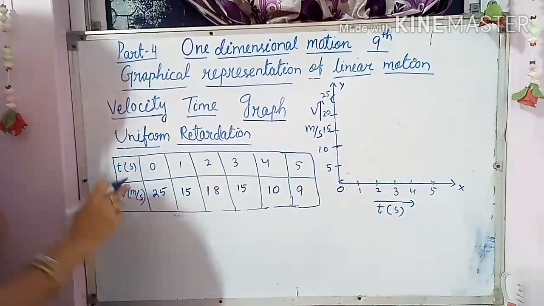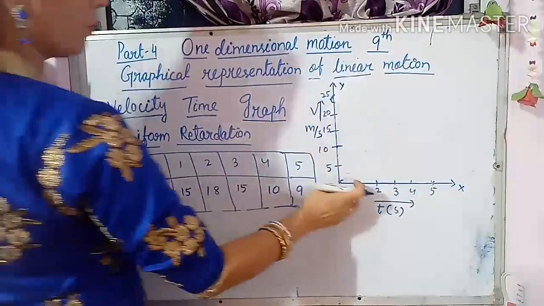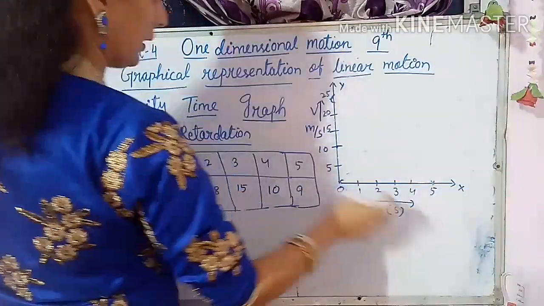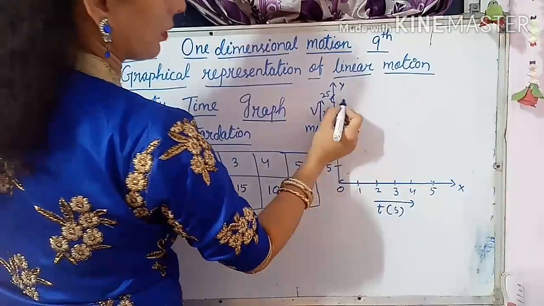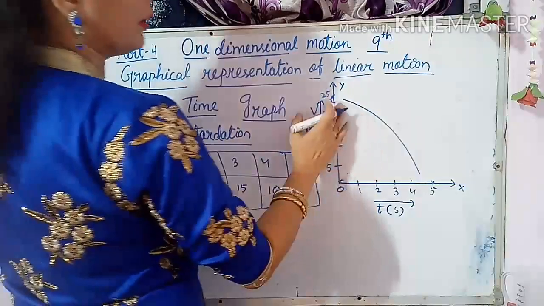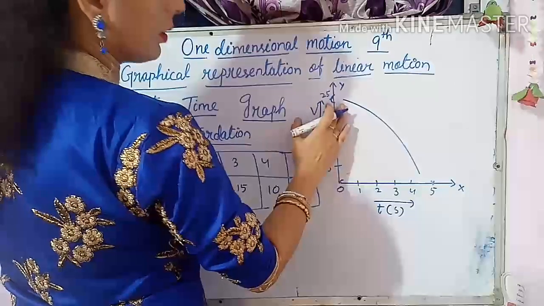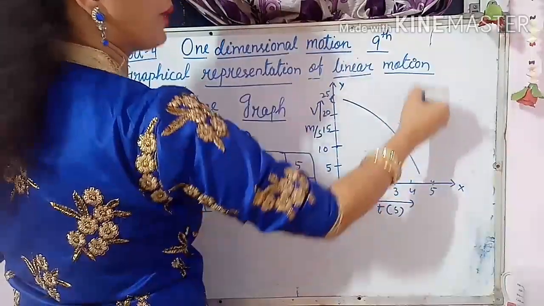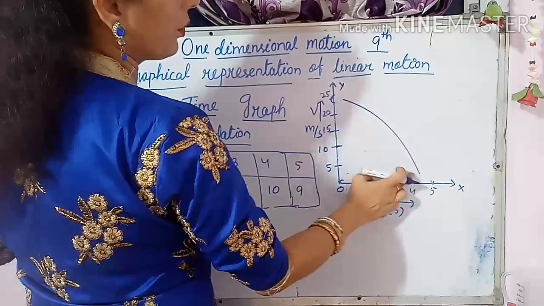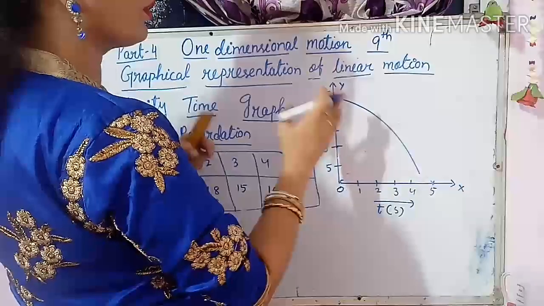Now see. So 0 means it is 25. 1 means it is 15. Then 2 means again it will come here, 18. So like this it will go. So your graph will come like this. If you draw it, this is called your non-uniform retardation. If you draw it that time, you will get this type of graph, that is the non-uniform acceleration. Here you will get the non-uniform retardation. So this is all about your graphs.